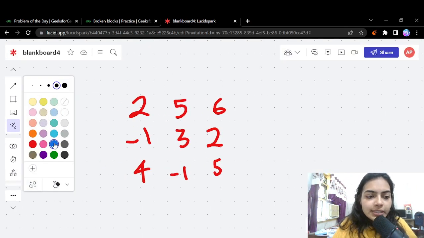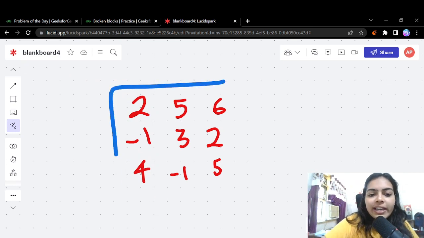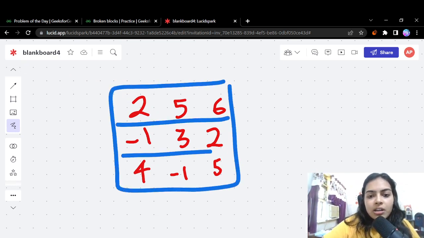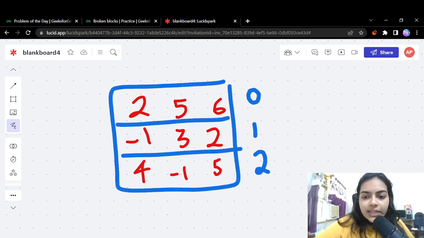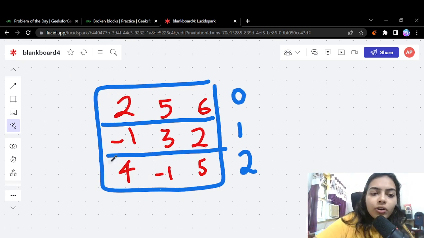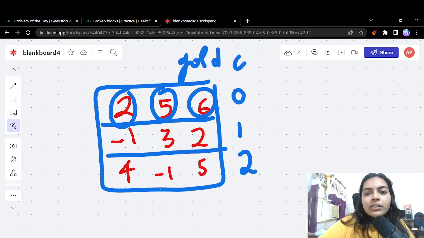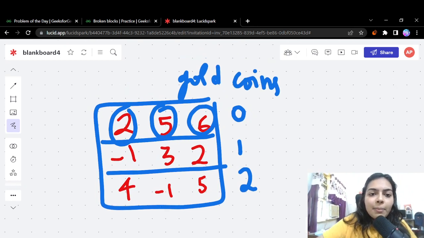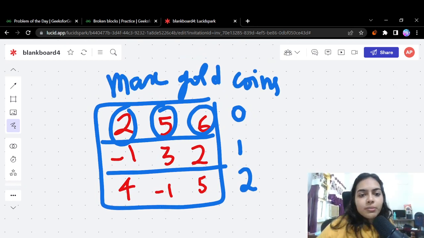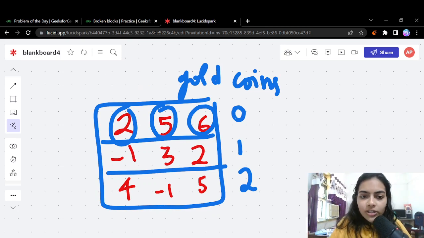So this is a block, and this is actually a game which has levels. This is level 0, this is level 1, this is level 2 and so on. Now the numbers on these represent gold coins that you can collect. The aim of the game is to collect the maximum number of gold coins that is possible. But there are some rules and regulations of the game.